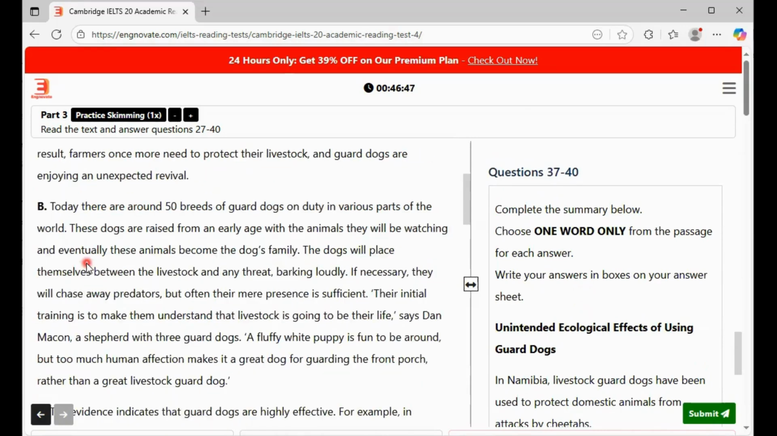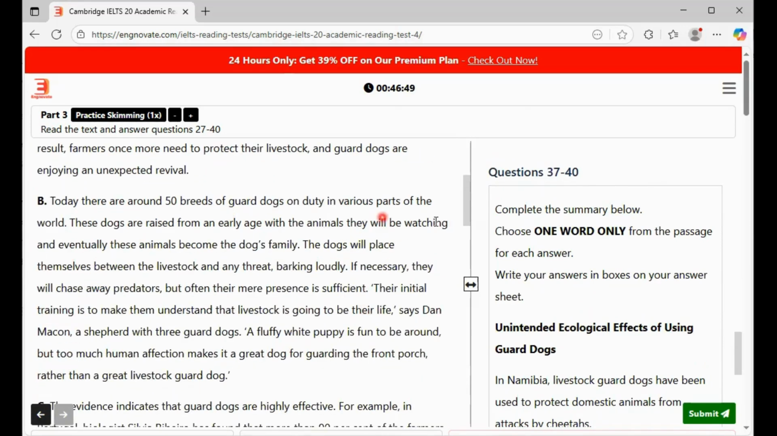Today, there are around 50 breeds of guard dogs on duty in various parts of the world. These dogs are raised from an early age. The dogs will place themselves between livestock and entrance. If necessary, they will chase away the predator, but often their mere presence is sufficient. The initial training is to make them understand that livestock is going to be their life. A fluffy white puppy is fun to be around, but too much human affection can make it a great dog for guarding the front porch.